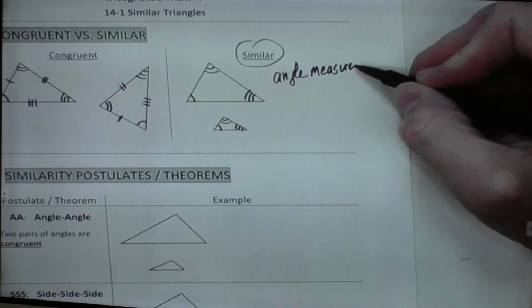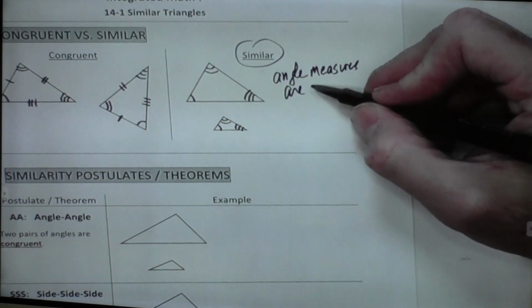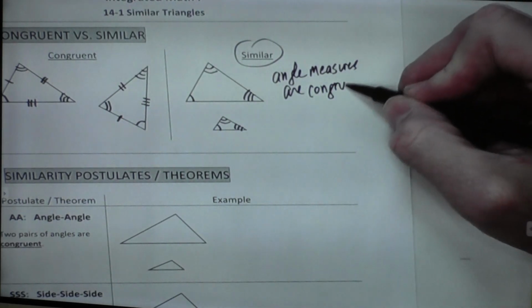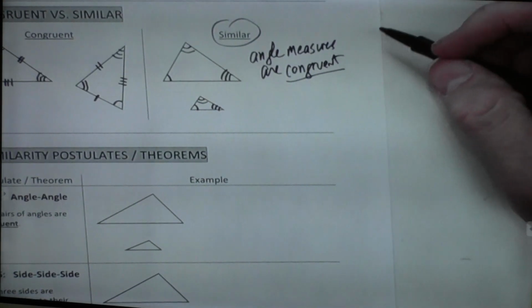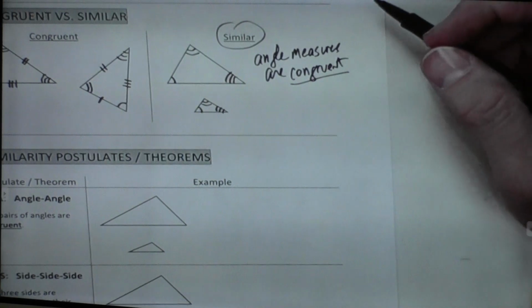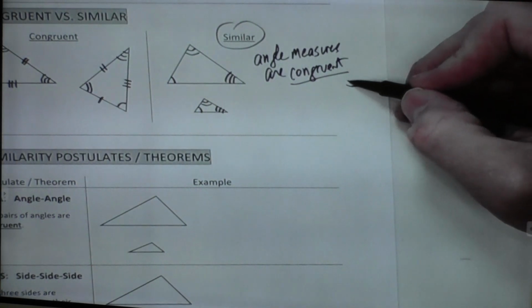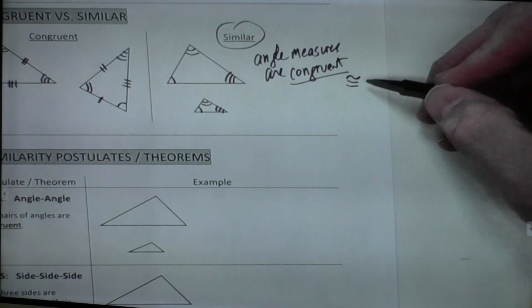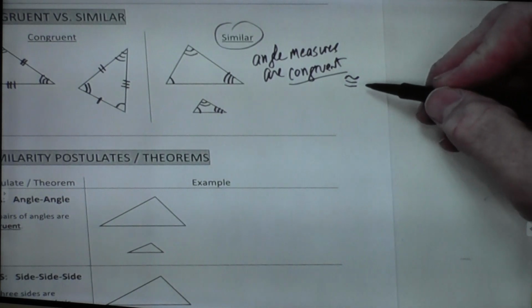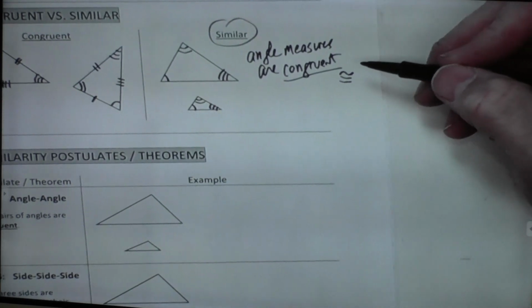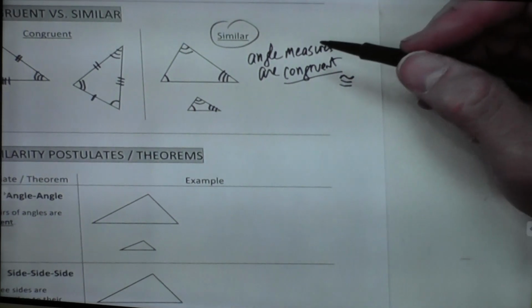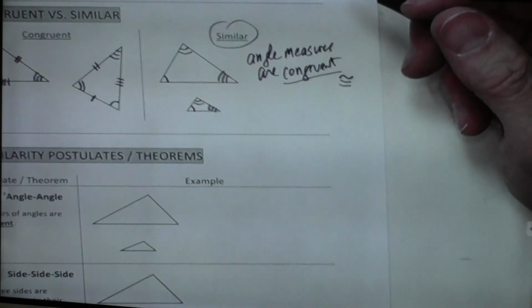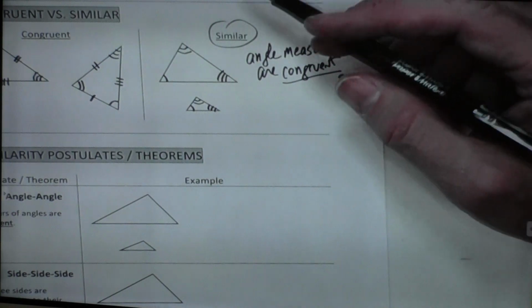Now, for them to be similar, though, I'm going to write here that the angle measures are congruent. That's the word we use in geometry for being equal. So we just have to get used to that one. And we use that symbol where it's an equal sign with a little line over it. That's congruent. It really means the same thing as equal. It's just that the math world has decided that when we're talking figures, we use congruent instead of equal. So we'll use congruent and go along with it.